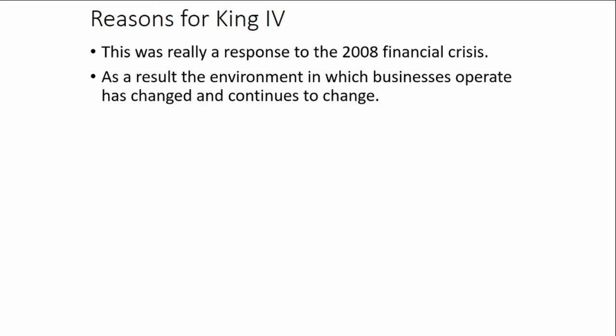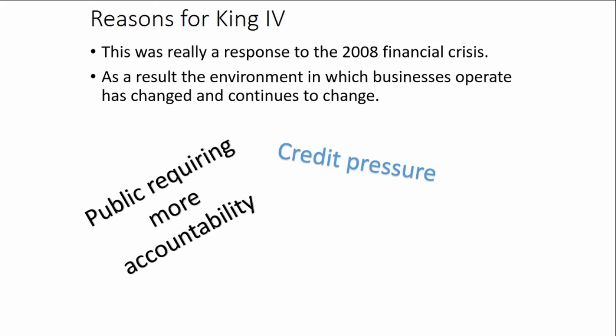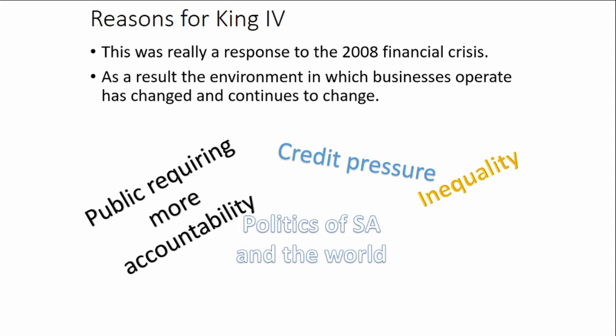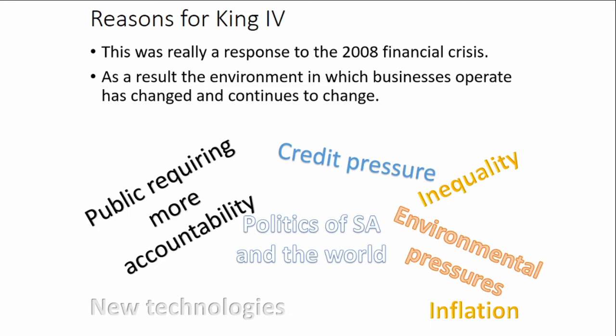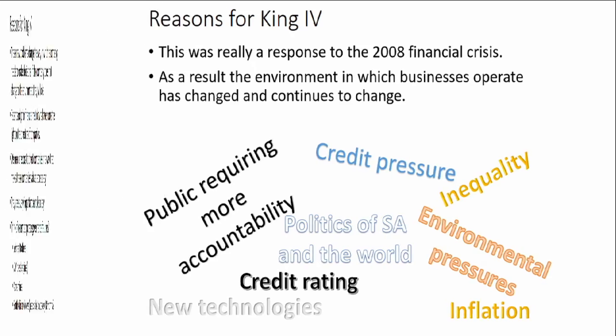There is constantly change in the business environment, and the previous report had become outdated because ways and methods of doing things had changed so dramatically. These are some of the changes that you may see in the business environment around you. Credit pressures. Public requiring more accountability. Policies of South Africa and the world. Inequality is particularly important in South Africa. Environmental pressures. Inflation. New technologies. Credit ratings and credit rate changes.